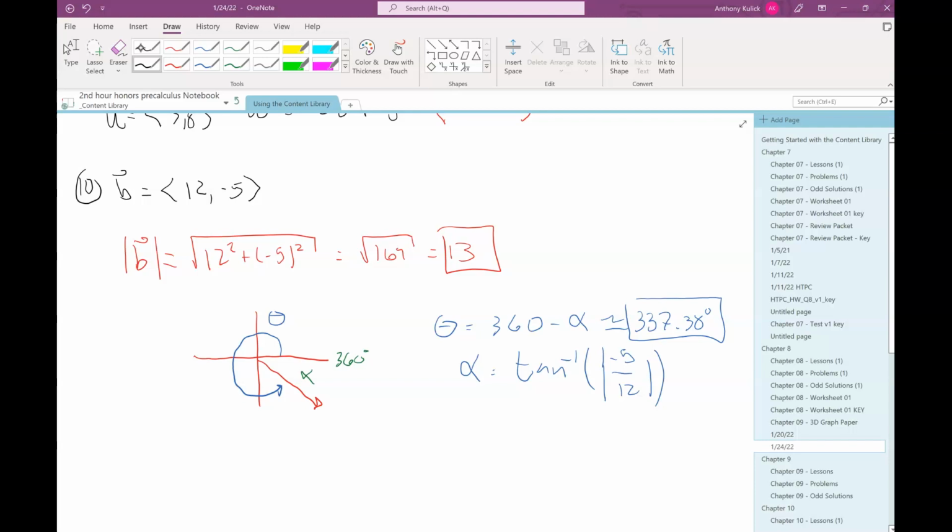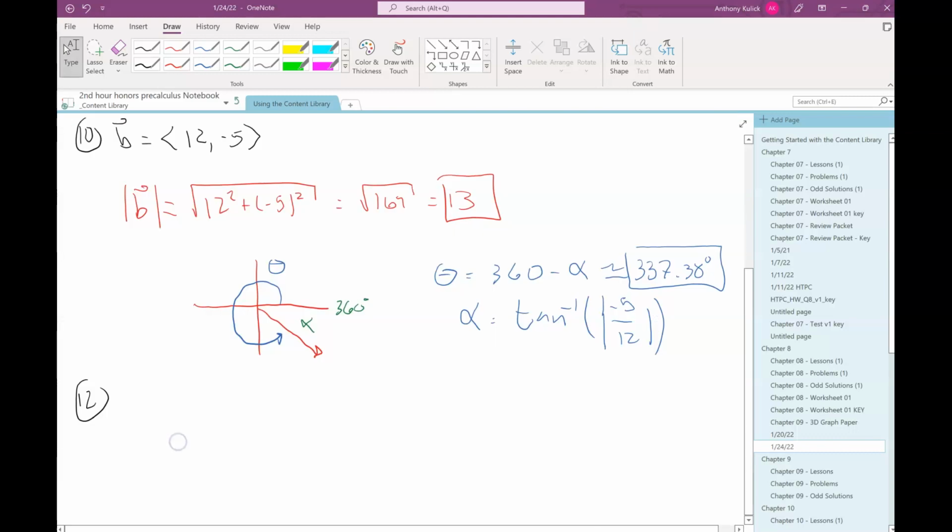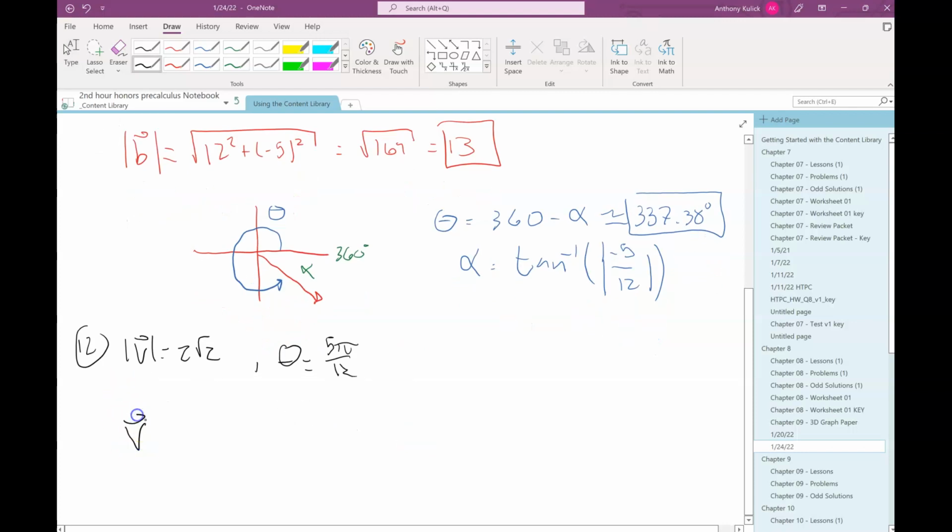Blake. Number 11. Or actually, sorry, number 12. Sure. So 12 says find the component form for the vectors indicated below. Round your answer, and so on. So we're given a magnitude and direction. So I know that my component form is just magnitude times cosine of the angle, and then magnitude times sine of the angle.